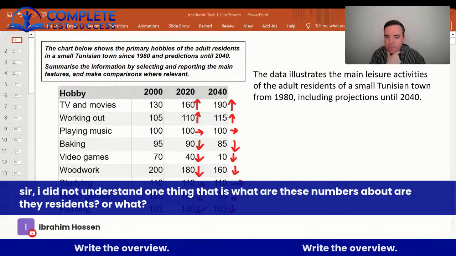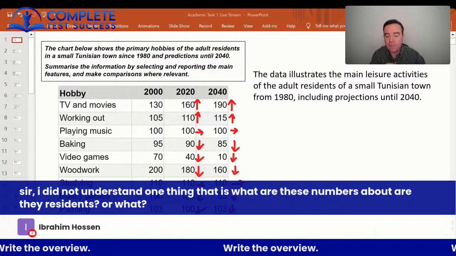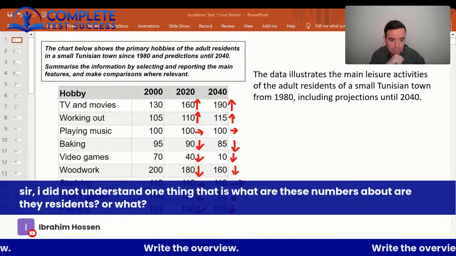Ibrahim asks, sir, I do not understand one thing. What are the numbers about? Are they residents or what? It would look like the number of residents. Yeah, it would look like the number of residents.